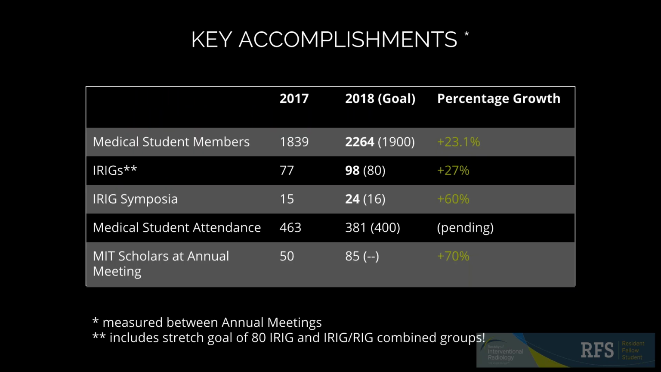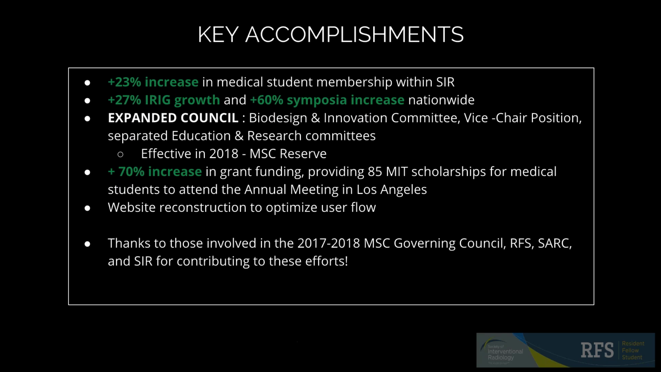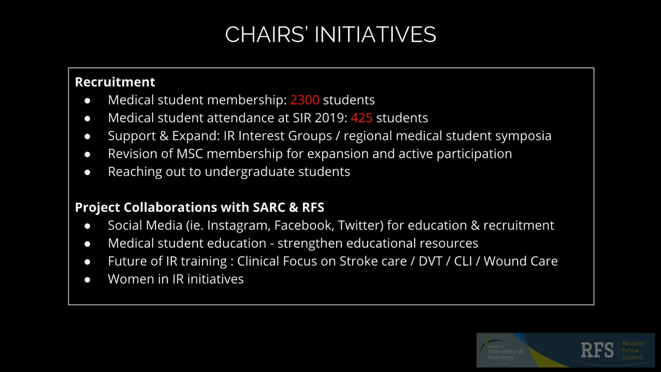So to discuss this year's initiatives, for recruitment, we plan to continue expanding our medical student membership with a goal of 2,300 members. We hope to see more students register for SIR 2019 with the goal of 425 students registering. We hope to provide support for expansion of IR interest groups, especially helping to start new IRIGs at institutions without strong IR mentors or departments.